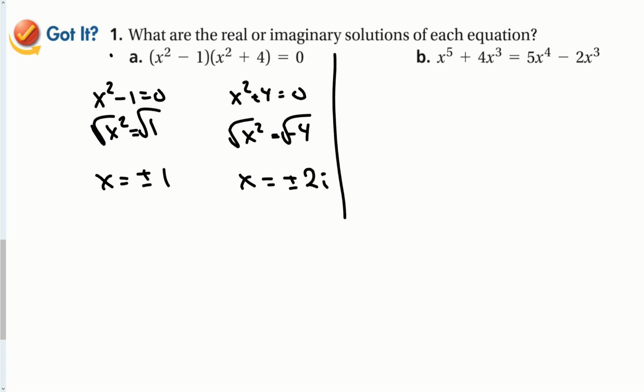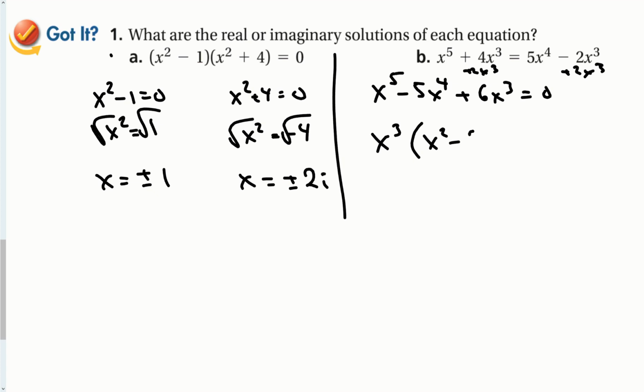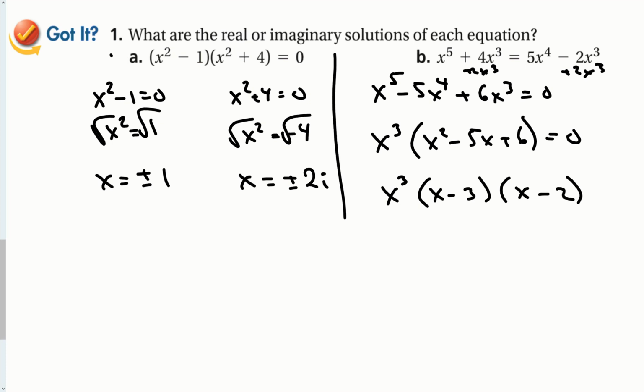For this one, let's see what we got. x to the 5th minus 5x to the 4th. Add 2x to the 3rd to both sides, and you get 6x to the 3rd. And now it's equal to 0. Factor out an x to the 3rd, and we're left with x squared minus 5x plus 6. Very similar to the first problem in that we are able to factor this into factors of x minus 3 and x minus 2. So now my 5 answers are 0 from this one with a multiplicity of 3, positive 3, and positive 2.